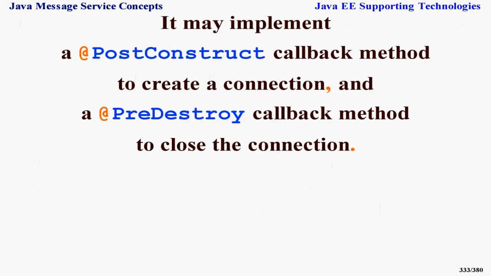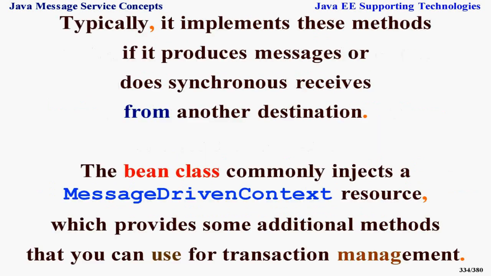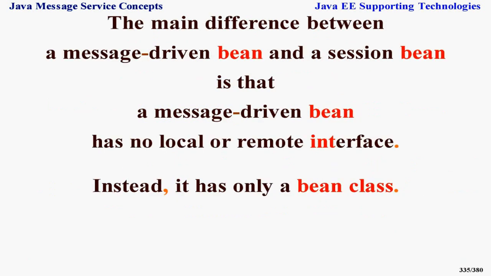It may implement a post-construct callback method to create a connection, and a pre-destroy callback method to close the connection. Typically, it implements these methods if it produces messages or does synchronous receives from another destination. The bean class commonly injects a MessageDrivenContext resource, which provides some additional methods that you can use for transaction management. The main difference between a message-driven bean and a session bean is that a message-driven bean has no local or remote interface. Instead, it has only a bean class.